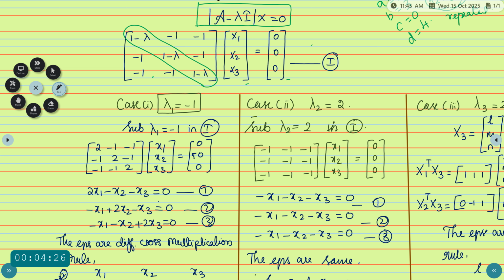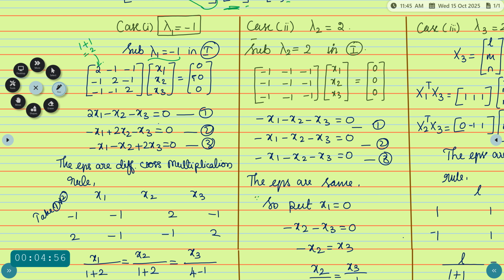Next, case 1. Here we are going to deal with 3 cases. Case 1, case 2 and case 3. Case 1, lambda having the value minus 1. Now I am going to substitute the lambda value in equation I. This is the common equation. So you are getting 1 minus of minus 1, so plus 1, we are getting 2. Similarly we are getting the matrix 2 minus 1 minus 1 and x1, x2, x3, 0, 0, 0.